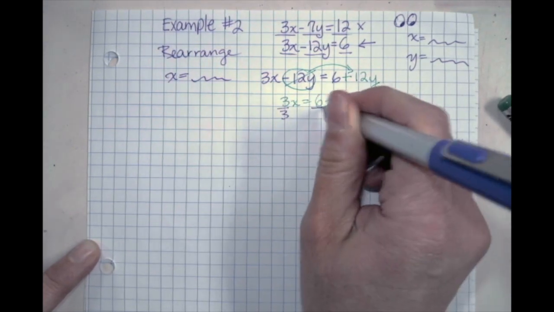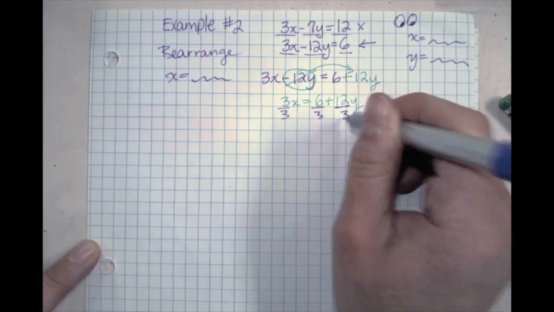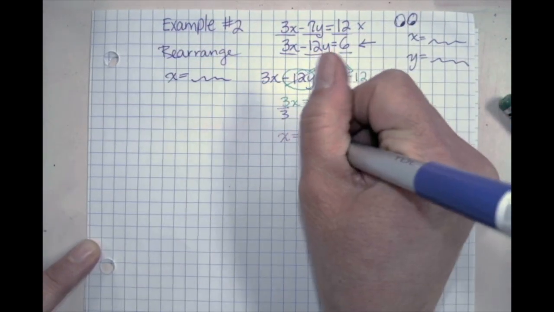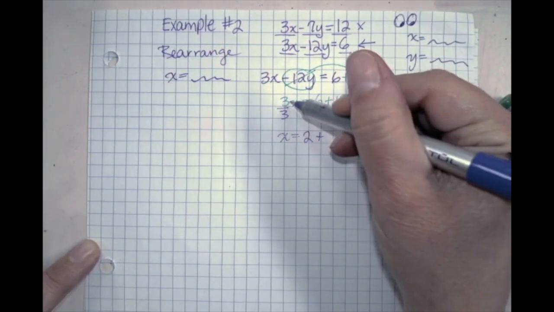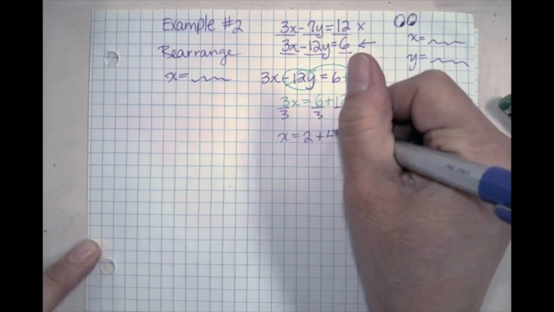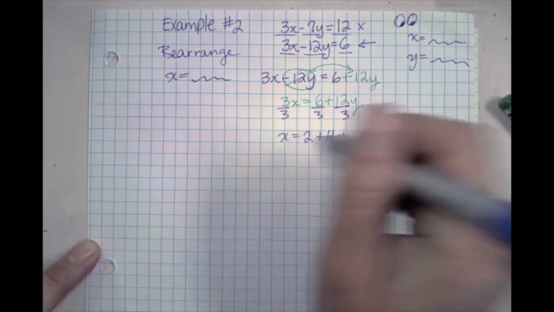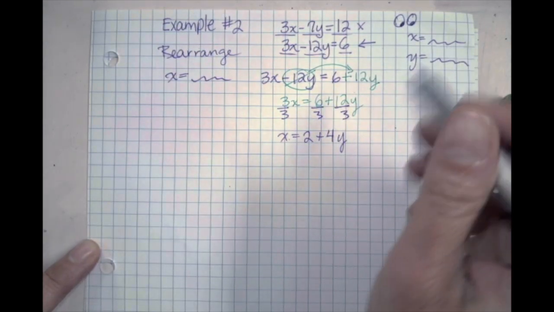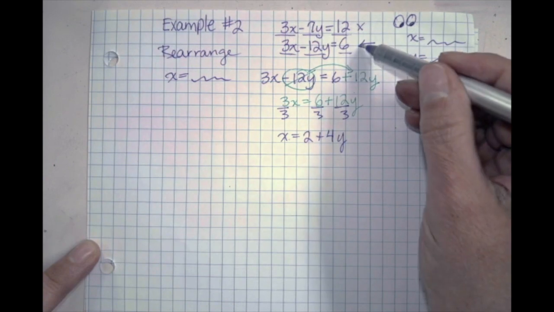So, there we go. Doesn't that look familiar? We're dividing everything by 3. That's what we said at the very beginning, that it has to be divided by the number in front of the variable. So 6 divided by 3 is 2, 12 divided by 3 is 4. So now we have x is 2 plus 4y. So we rearranged this equation here.